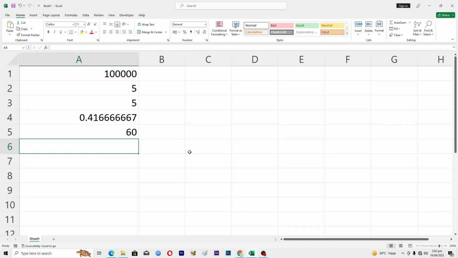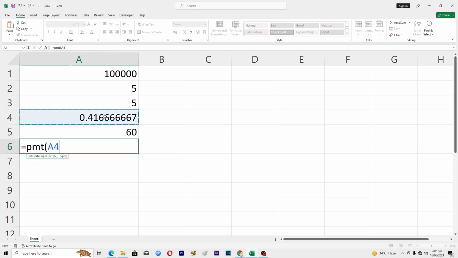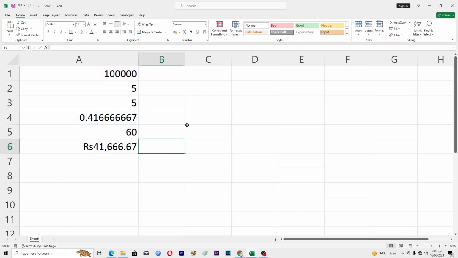And now to calculate the loan EMI here, we will use this formula, equal to PMT, and then we will select this one, and then this one, and then minus A1 here, and then close this, and here you go.